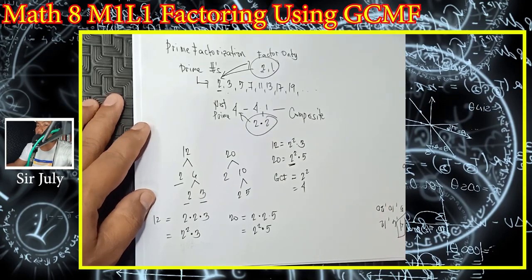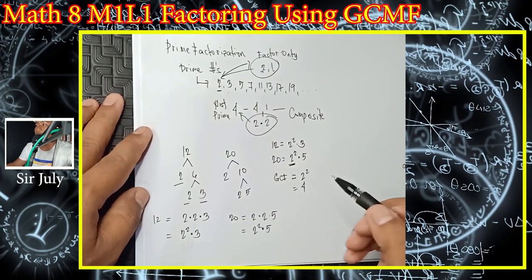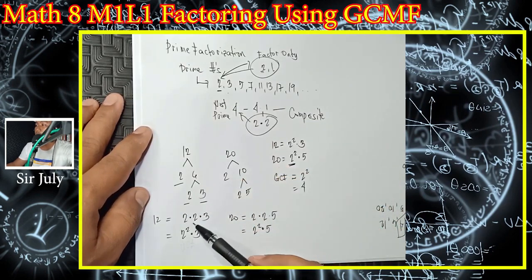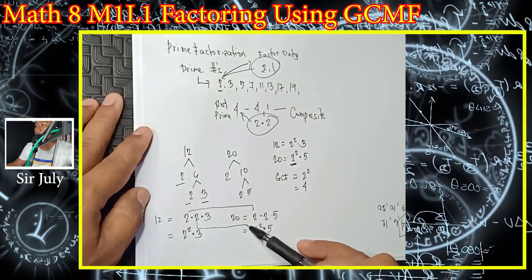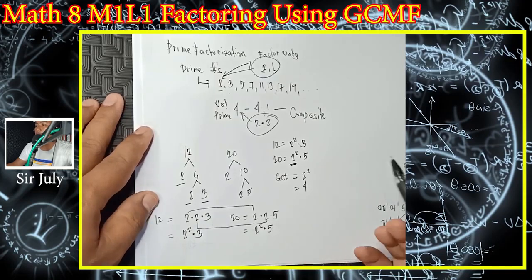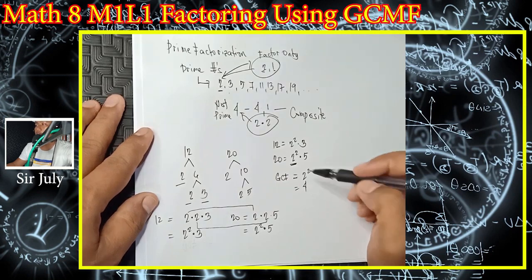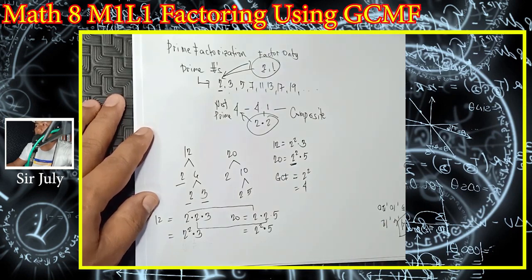Okay, so 2 squared, parehas naman sila. Therefore, ang ibig sabihin ng 2 squared, 2 times 2 which is 4. So meaning to say, parehas lang sila na ang nakuha natin ay 4. Or simply, pwede mo multiply yung common sa kanila, 2 times 2 which is 4. So ang GCF ng 12 and 20 using now the prime factorization method is 4, or that is 2 squared.